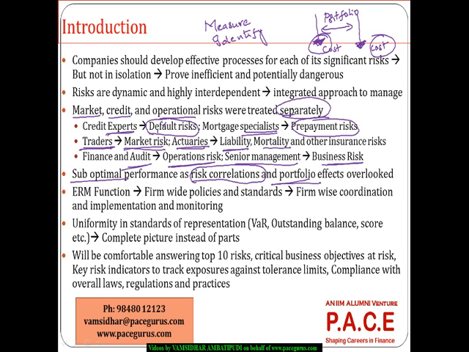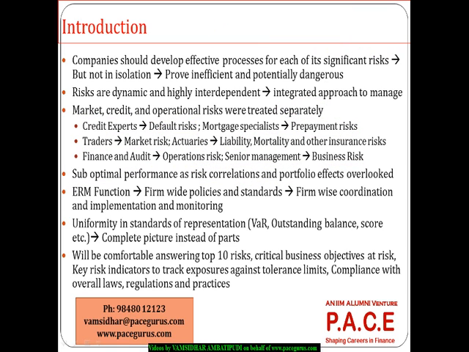So just to talk about the ERM function which every organization should have, it should come out with firm-wide policies and standards with respect to risk identification, risk measurement, risk mitigation actions, and risk monitoring. All the steps of risk management need to be set with clearly defined policies and standards. And across the firm, there should be coordination and implementation of these standards across the organization, not for one department or business unit.